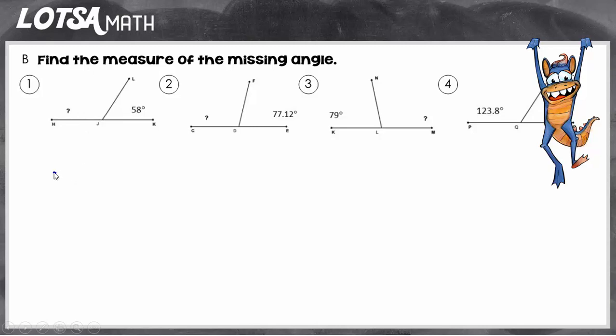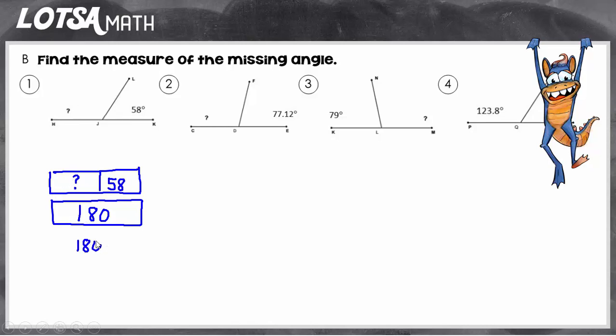So basically, if I was going to show this as a strip diagram, I would have my parts and my whole. Well, my whole would be 180 because I know these two angles together are going to equal 180 degrees. And my two parts, one of them I don't know, which would represent this part, and this part I do know. So to find the missing part, I could just do subtraction. I could start with 180 and subtract one part, and it would leave me with the other part. So that means that this angle right here must be 122 degrees.